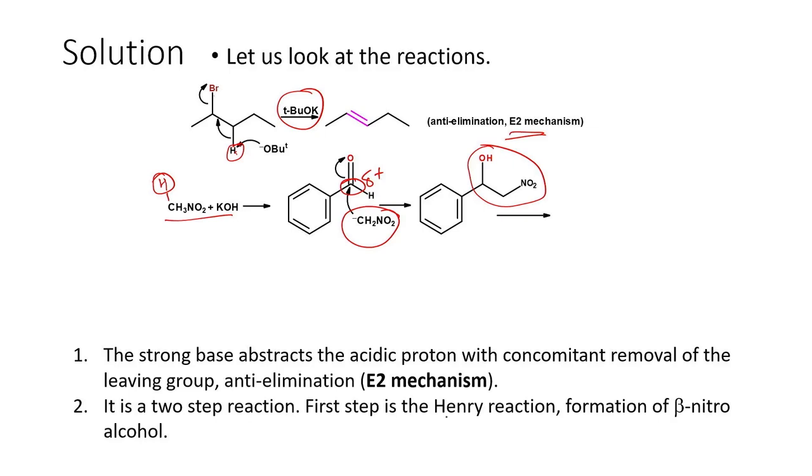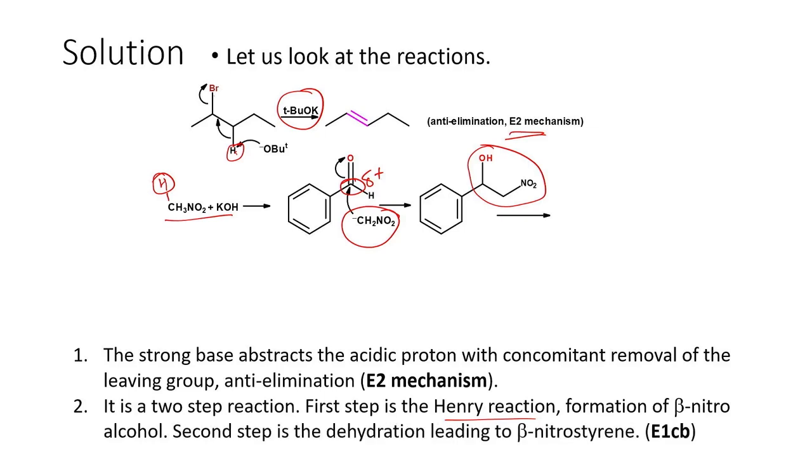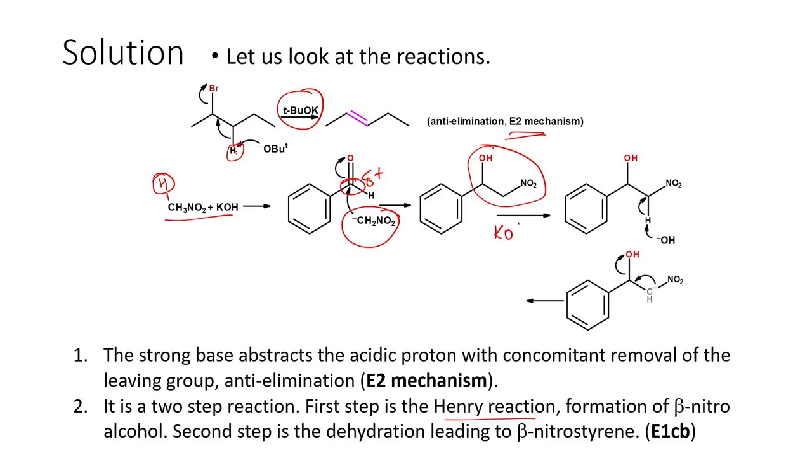This reaction is basically called a Henry reaction. So the formation of the nitro alcohol is the first step that is happening in this reaction. If we move on to the next step, in the presence of a strong base, because the reaction is carried out in the presence of potassium hydroxide, we still have a base. So the base first abstracts the acidic proton.